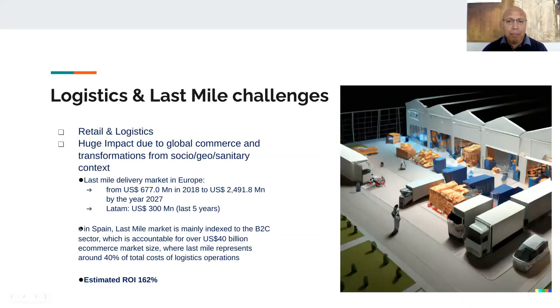The last mile challenge is primarily focused on the logistics and retail context. And it's a very important aspect for the whole supply chain industry. The supply chain is a network of elements transforming raw materials into final goods and assets, and being transferred from one node of the network to another through different transportation mechanisms. This supply chain is usually split into three main phases.